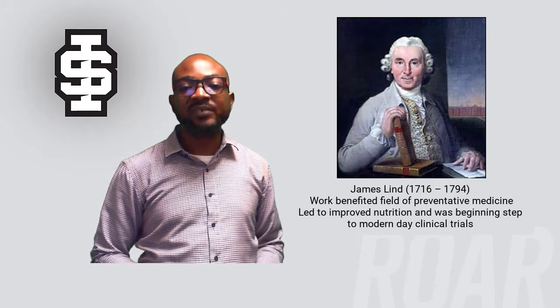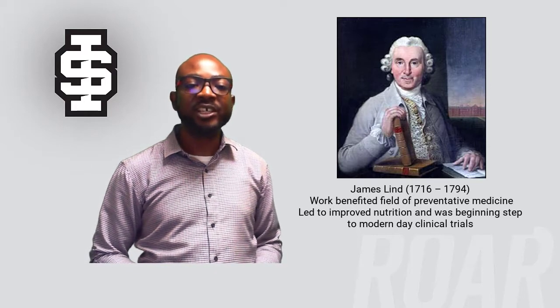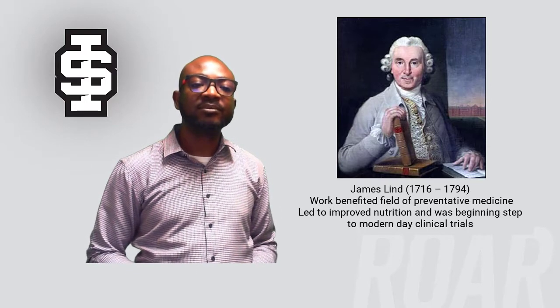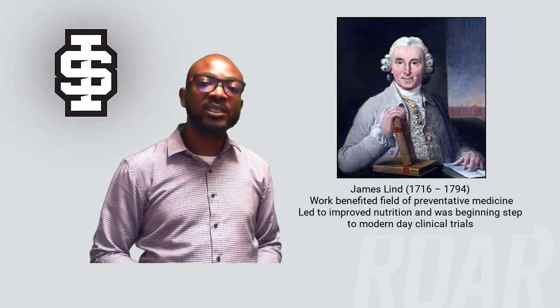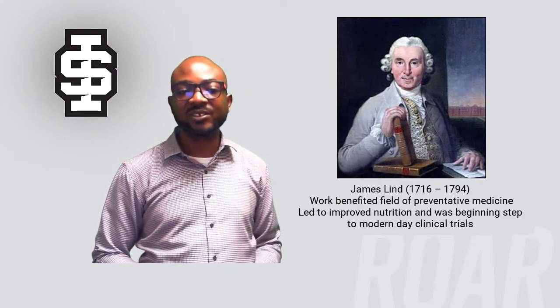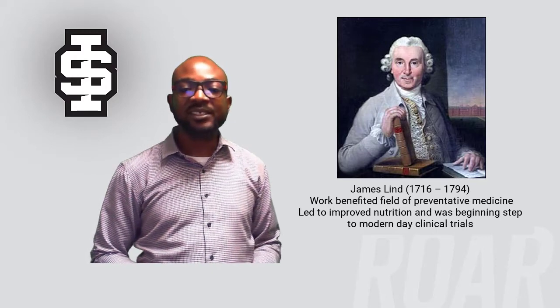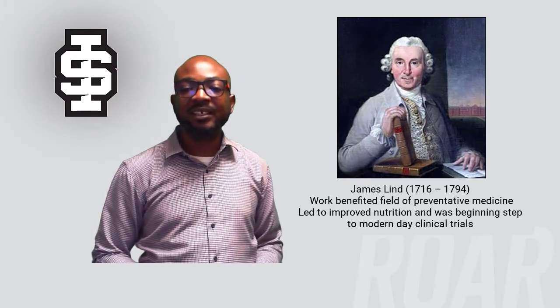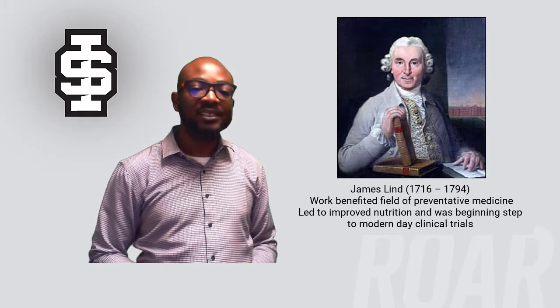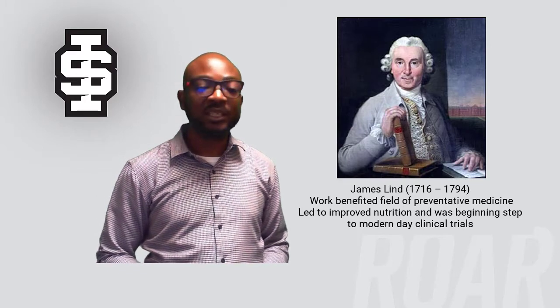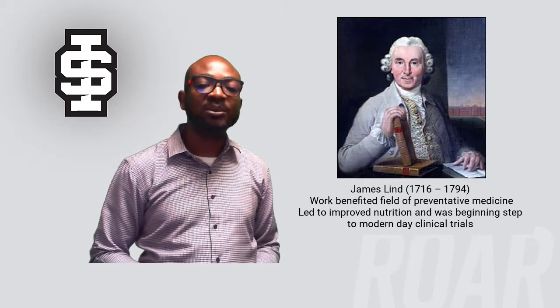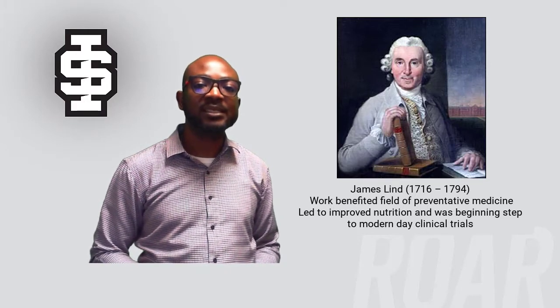All of the sailors received the same basic diet, but he gave each pair a different supplement. Group 1 received a quart of cider daily. Group 2 received 25 drops of sulfuric acid. Group 3 received 6 spoonfuls of vinegar. Group 4 received half a pint of seawater. Group 5 received 2 oranges and 1 lemon. And the last group received a spicy paste.